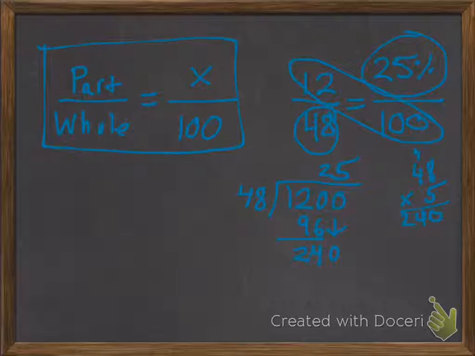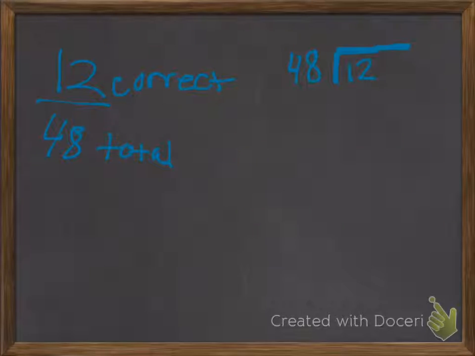If there's a test with 48 questions and you only get 12 of them correct, you scored 25% correct. Another way to solve is you can just simply divide the numerator by the denominator.